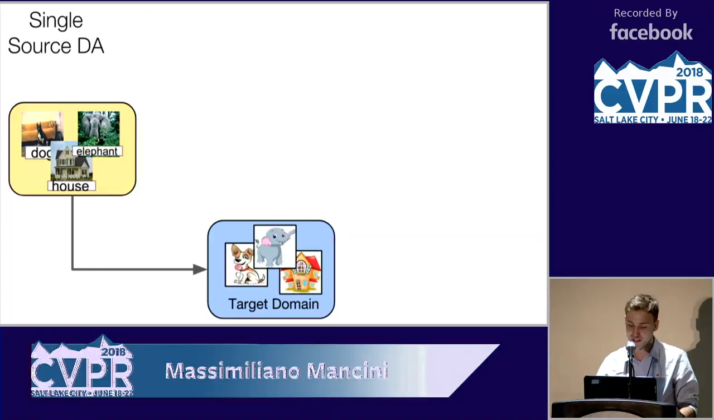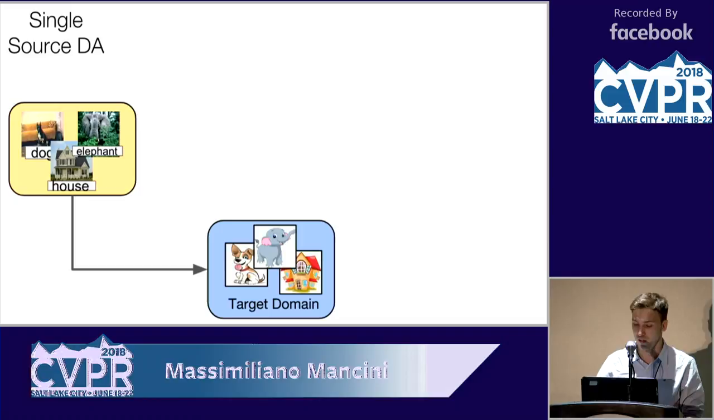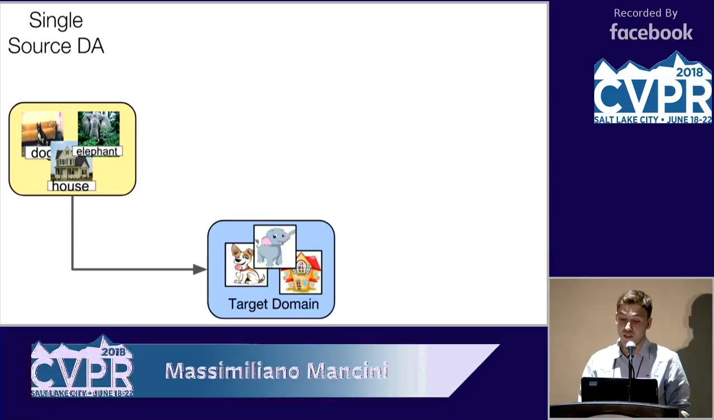In standard unsupervised domain adaptation, what we have is a labeled source domain and an unlabeled target domain, and we want to exploit the source data in order to build a model for the target domain, overcoming the underlying domain shift between the two sets. The standard setting assumes the presence of a single source domain.